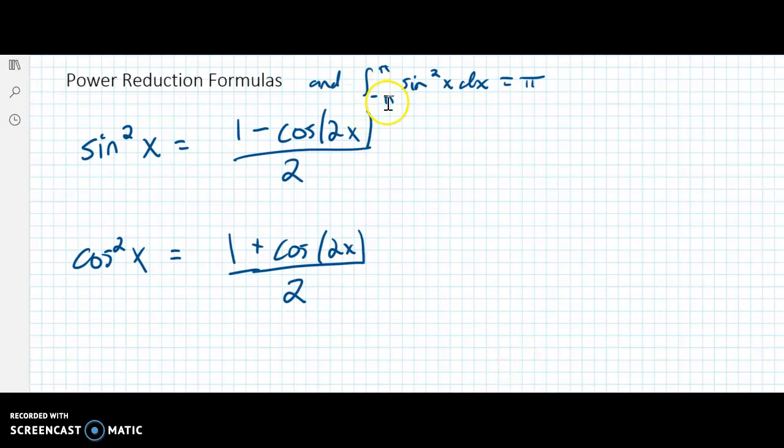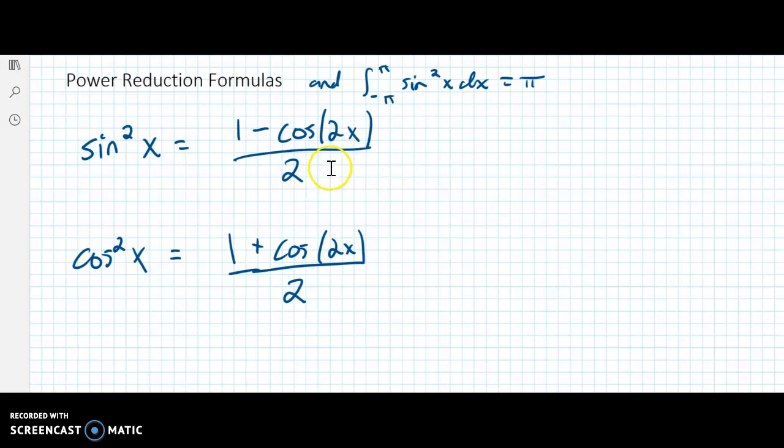Right, in this video, I'm going to try to really quickly explain why the integral from negative pi to pi of sine squared x dx is equal to pi. It comes down to these power reduction formulas. You can prove them, but it takes quite a bit of time. So instead of proving these formulas, I'm going to give you an argument as to why they should be true, and I'm going to do it visually.